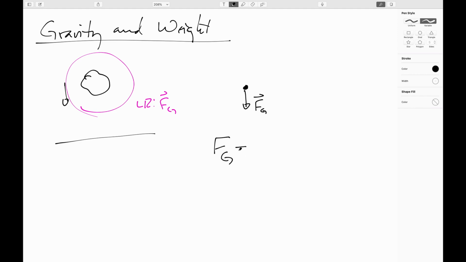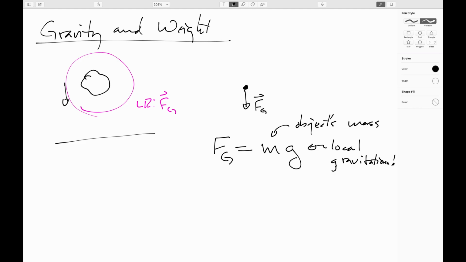Okay. So in our model of gravity that we have at the moment, we say that the force of gravity on something is equal to its mass times g. So the object's mass. And this lowercase g is called the local gravitational field strength. And what this does is it summarizes a planet's influence on objects.